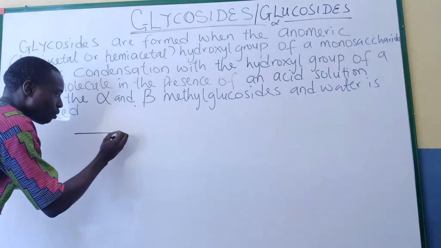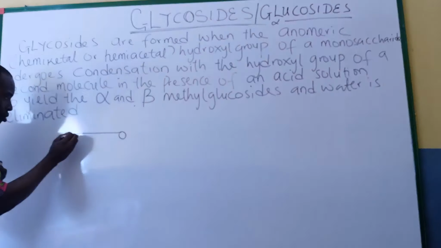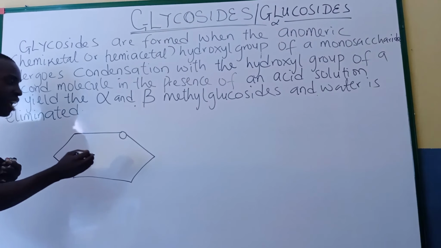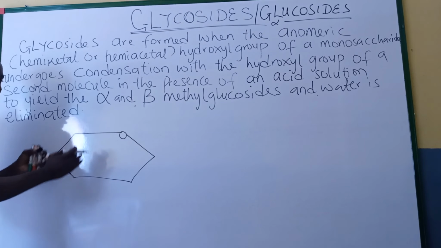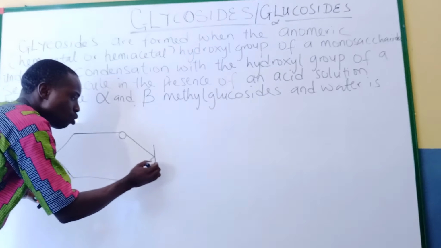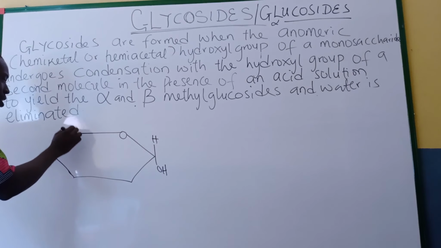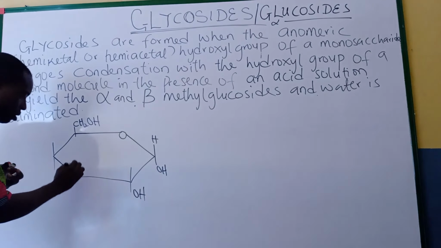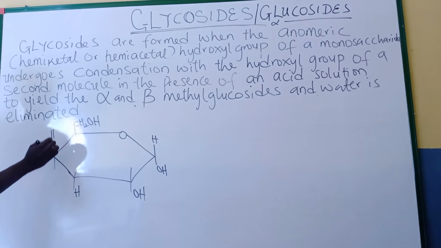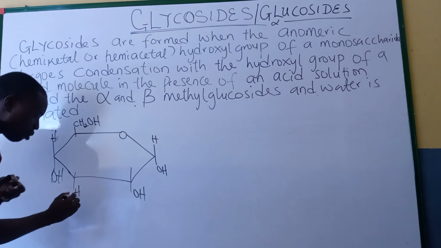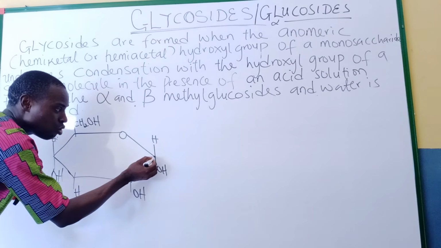Now, for those of you who have not yet watched the video on how I treated how they draw this cyclic form of glucose, which is also called the Haworth structure, please do well to go watch it. This is OH, this is H. This is H, this is OH, then this is what we call the OH, this is the anomeric carbon.